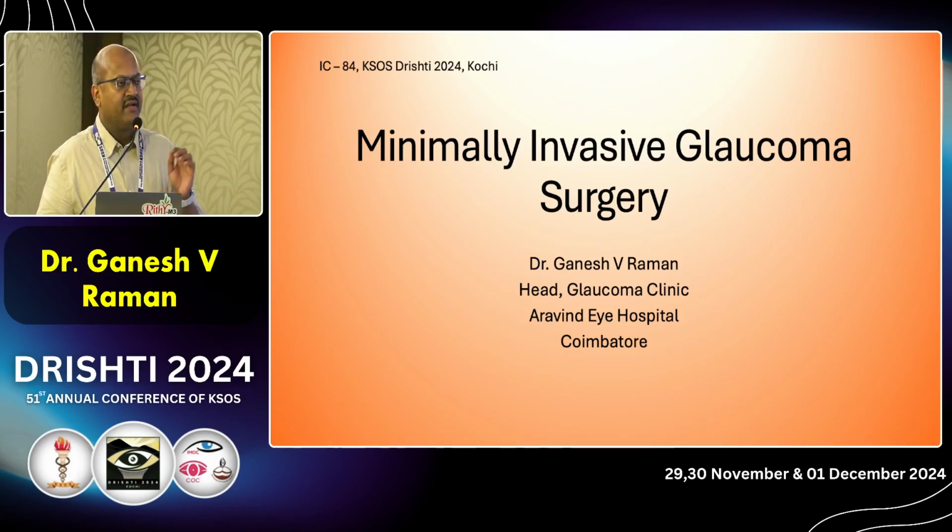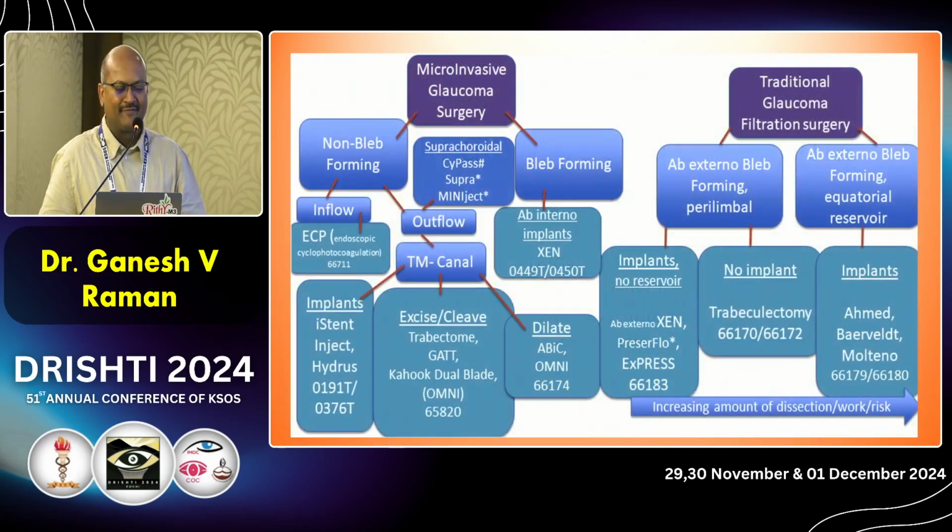MIGS and SLT invariably address only primary open angle glaucoma. So I would suggest that if you want to burn your fingers, burn them with SLT first rather than burning them with MIGS directly. These are all the MIGS which we have. To your left, you'll have a lot of devices, and to the right is the traditional glaucoma surgery. On the left, you have non-bleb forming procedures like endoscopic cyclophotocoagulation, which address the ciliary processes.